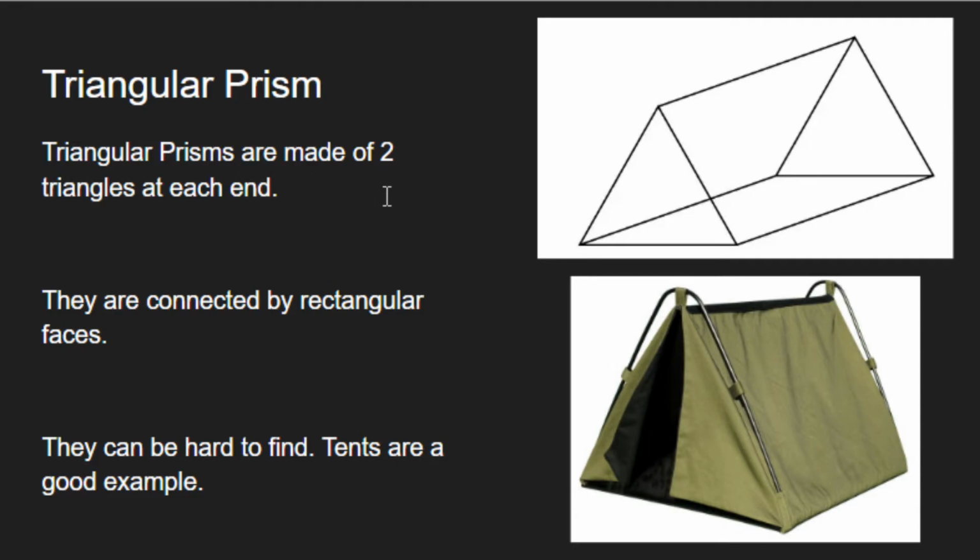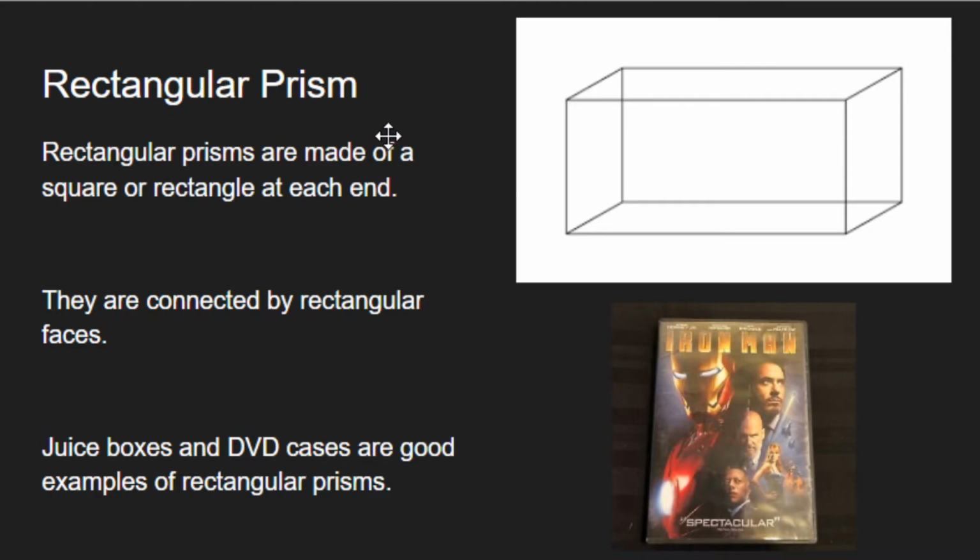Triangular prisms are made of 2 triangles at each end, one at the front, one at the back. And then they're connected by rectangles in between. These can be hard to find examples of, but tents are a really good example. Rectangular prisms are kind of like triangular prisms. They have a square or rectangle at the front and the back, and then they're connected by big, long, rectangular faces. Juice boxes and DVD cases are good examples of rectangular prisms. Although they look different from one another, they're both rectangular prisms.